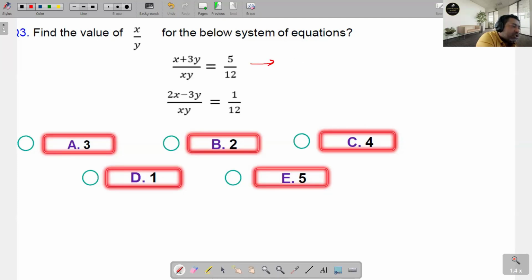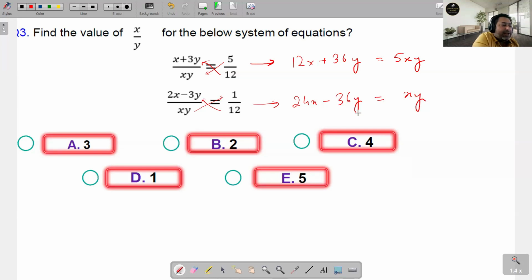So 12 times x is 12x plus 36y is equal to 5xy. All right, we did a cross multiplication and we got this. Similarly, we'll do a cross multiplication here as well, and this one will give us 12 times 2 is 24x minus 36y again is equal to xy.